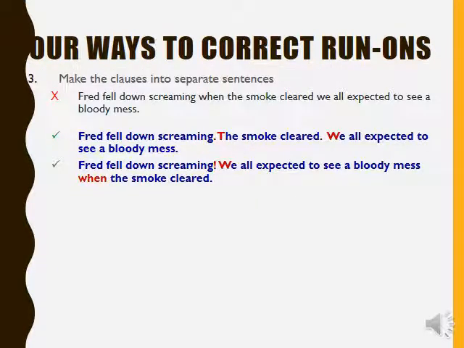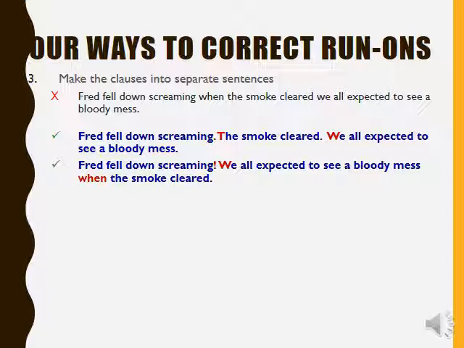The third way is to make the clauses into separate sentences. How? By putting a full stop at the end of every independent clause. Let's see. Fred fell down screaming when the smoke cleared. We all expected to see a bloody mess. Here, it's one sentence, and I really misunderstood the meaning because they didn't use the correct punctuation marks. Okay? Look how we can correct this run-on sentence.